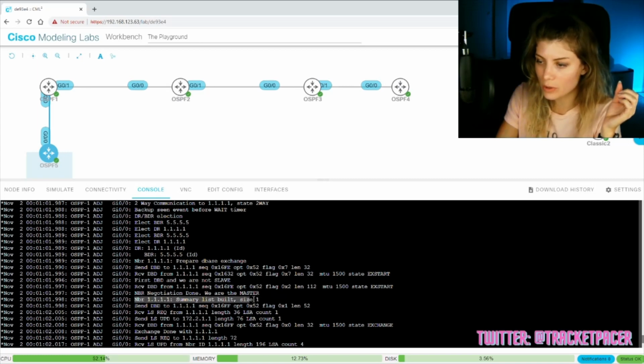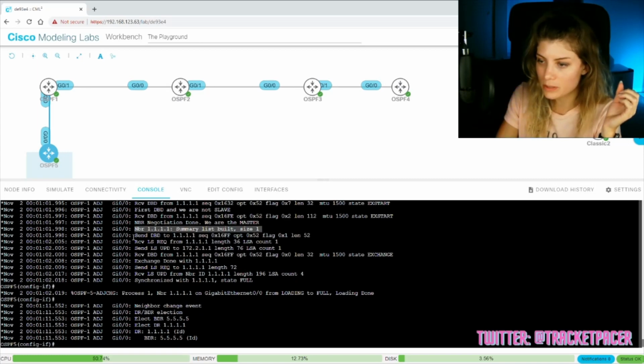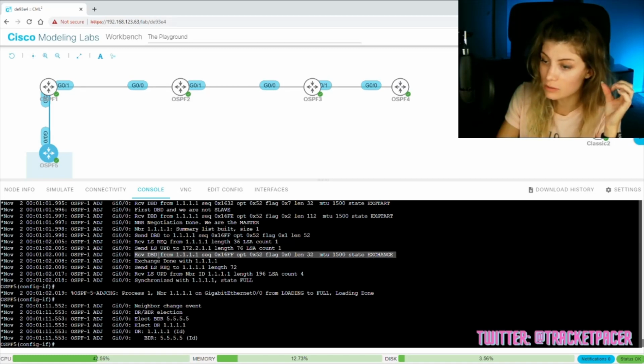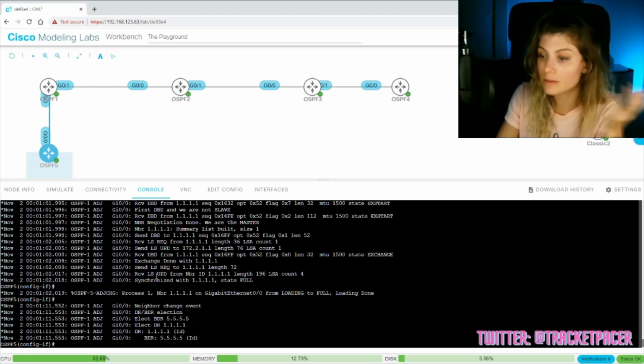So neighbor quad 1 has built their database. We're sending more information to quad 1. We've received a request from quad 1 for some information. We send an update to quad 1. We received another, let's see, we're in exchange state now. Exchange is done with quad 1, and then we send a request to quad 1 again. What is LS? Link state request, I guess.